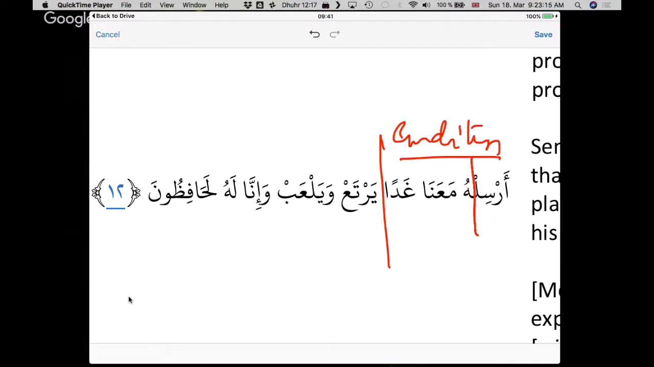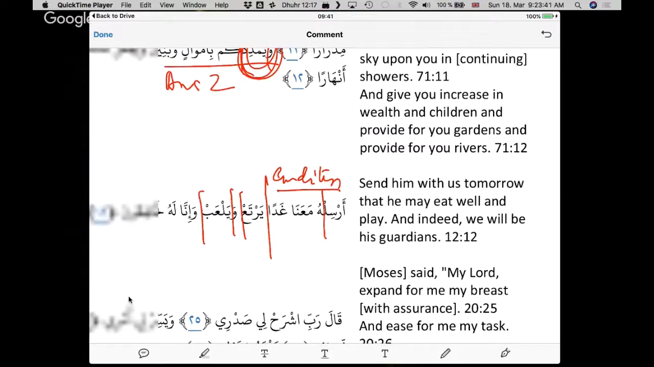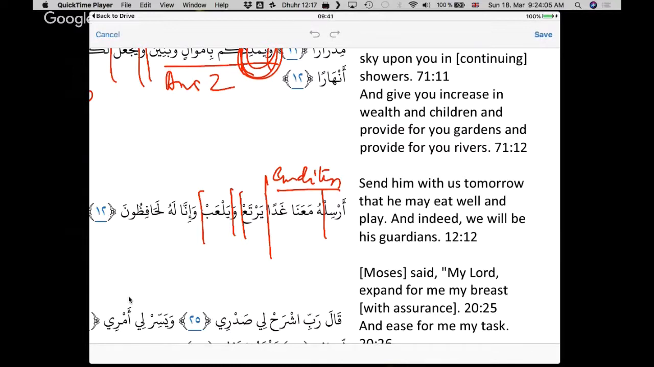And then they're explaining the consequence of that command, as an answer to that condition. You see, yarta' is lightest, wa yal'ab is lightest. Wa inna lahu lahafizun. They're saying, as a consequence of sending him with us tomorrow, that he may eat well and play. These are the two fi'ls forming the jawab al-shart. And indeed, we will be his guardians. Two consequences forming the answers to the condition. So they are all lightest because of arsil.